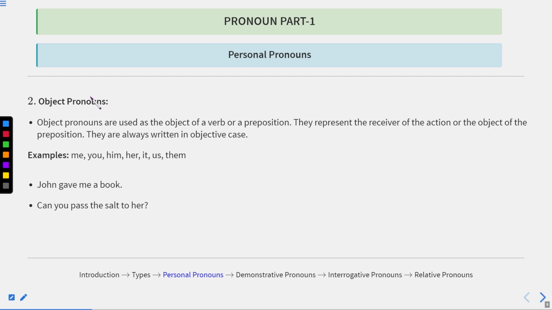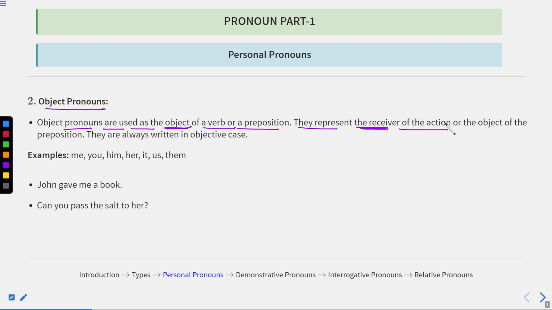Another type of personal pronoun is object pronouns. Now this is very, very simple. Whenever we write any pronoun in the place of the object, it is known as an object pronoun, or you can say it is always written in the objective case. Object pronouns are used as the object of a verb or a preposition. They represent the receiver of the action. Of course, what is an object?